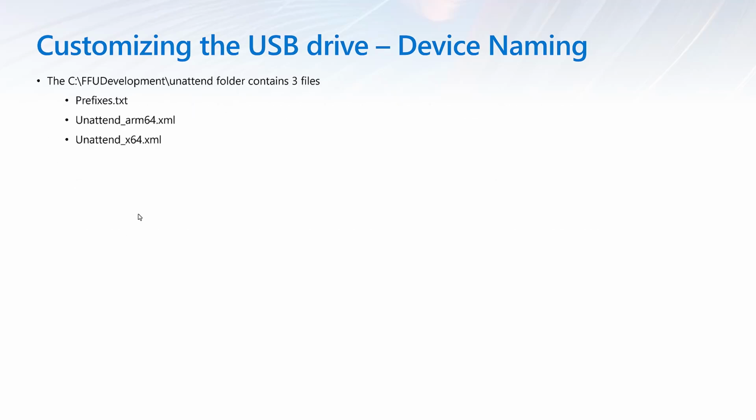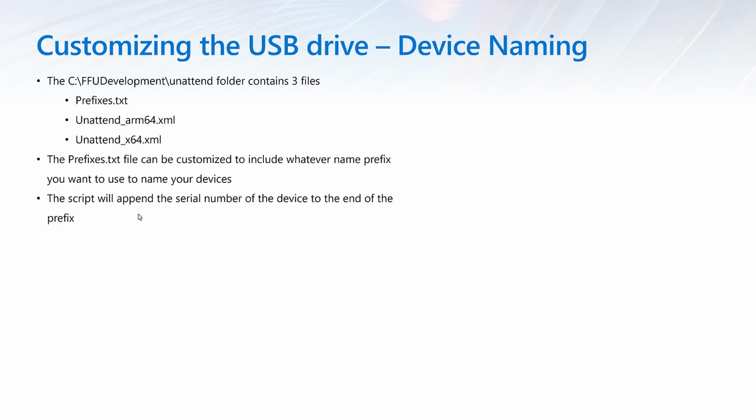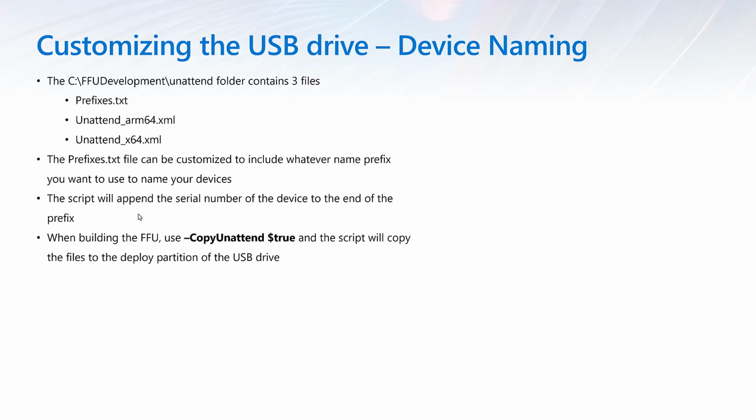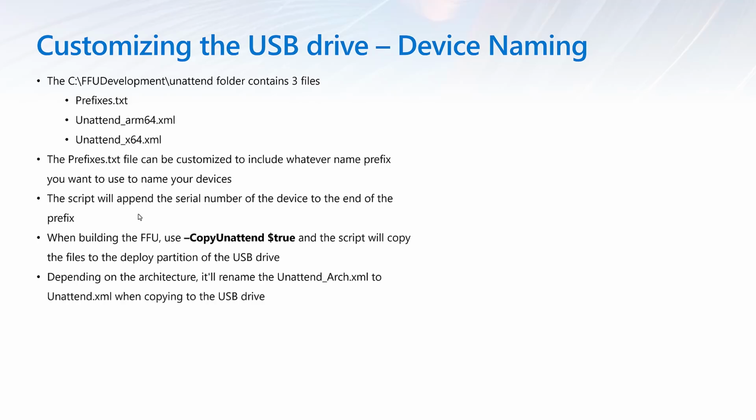So how this all works is that inside of the FFU development unattend folder, there are 3 files. There's a prefixes.txt, and then there are 2 unattend_architecture.xml files, one for ARM64, the other for x64. The prefixes.txt file can be customized to include whatever name prefix you want to use to name your devices. The script will append the serial number of the device to the end of the prefix. And when building the FFU, you want to use copy unattend true and the script will then copy the files to the deploy partition of the USB drive.